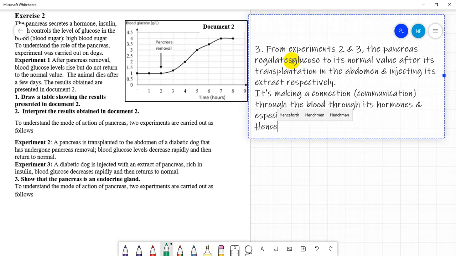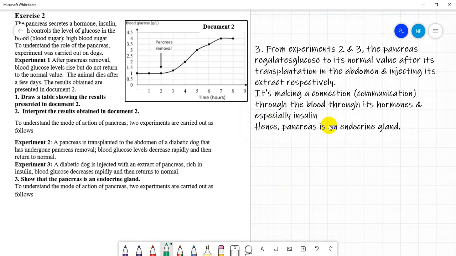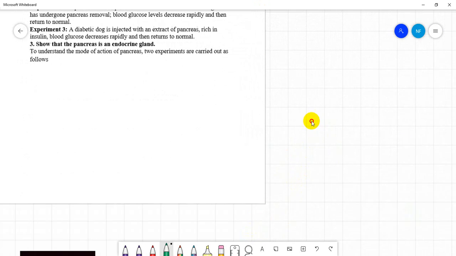Hence, pancreas is an endocrine gland. Okay, that's all. So let's move now to the new chapter.